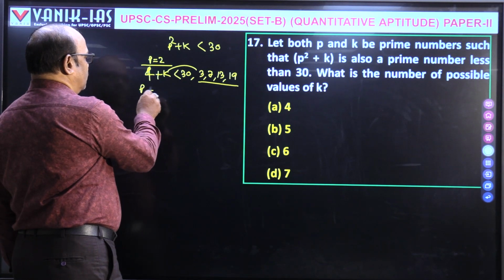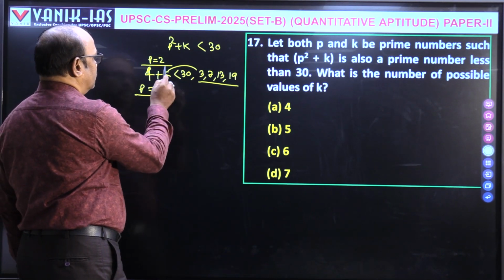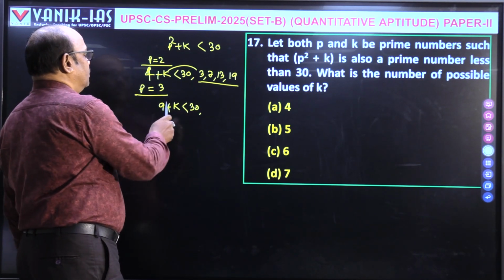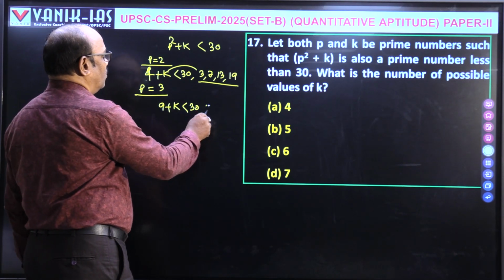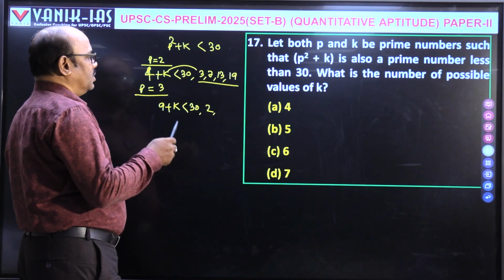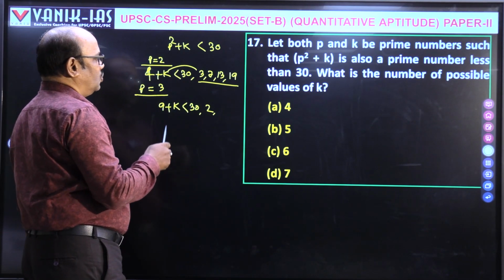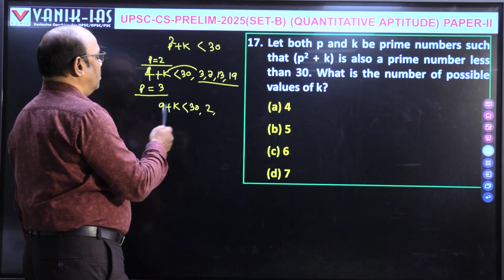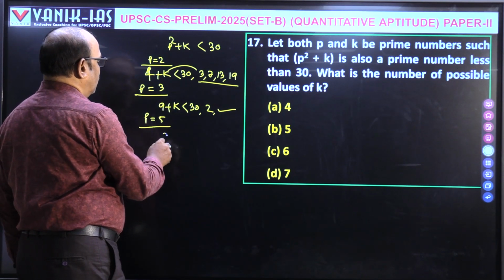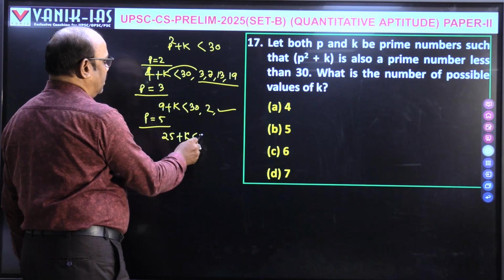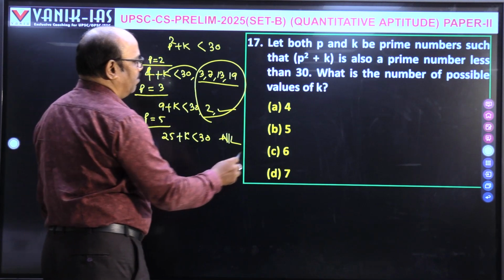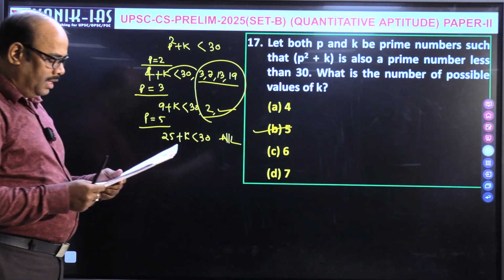Similarly, p equal to 3 is also a prime number. So 3 square is 9. 9 plus k should be less than 30. So what are the possibilities? 9 plus 2, that is 11. 9 plus 3, not possible. 9 plus 7, 7 is there. 9 plus 13, not possible. Others not possible, only one number. And p equal to 5: 5 square is 25, 25 plus k should be less than 30. There are no numbers. That's why there are only 4 possibilities. 4 plus 1 is 5. So the option is B. 17 is option B, right?